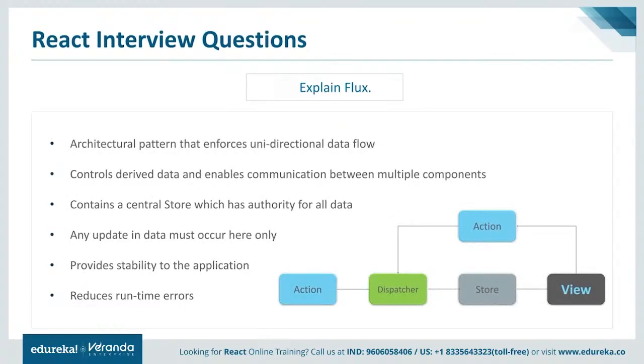Now Flux. Before Redux, there was a technology called Flux, which was introduced by Facebook. So what was Flux? An architectural pattern that enforces unidirectional data flow. On the screen, as you can see, there is an action, then dispatcher, store, and view. It controls derived data and enables communication between multiple components. As you can see, there is a central store which has authority for all the data. Any update in data must occur here only. So the store is the heart of every React, Redux, or Flux application. It provides stability to the application and reduces runtime errors.